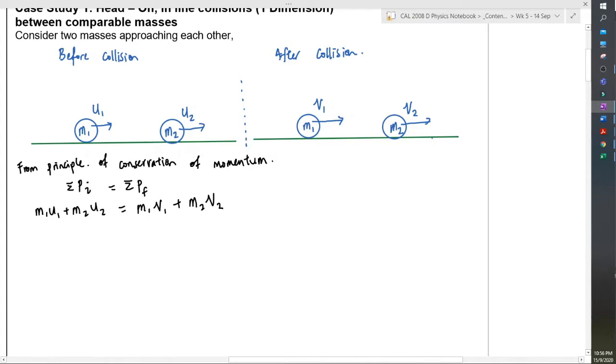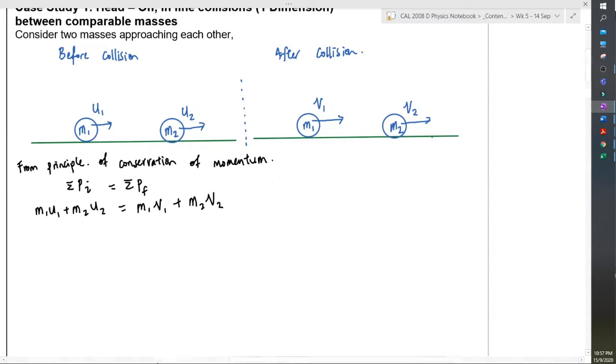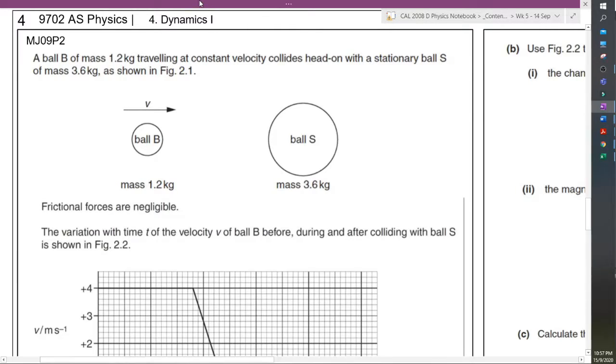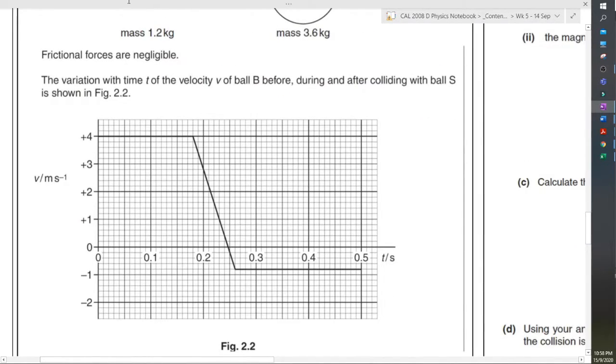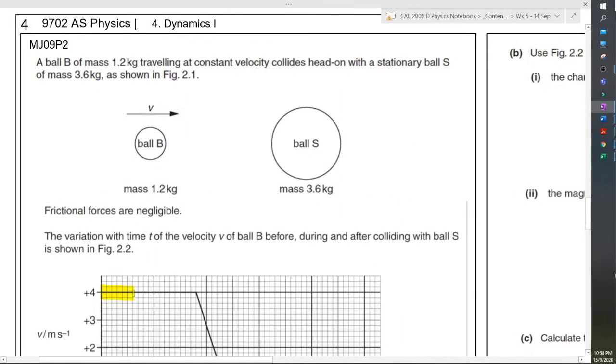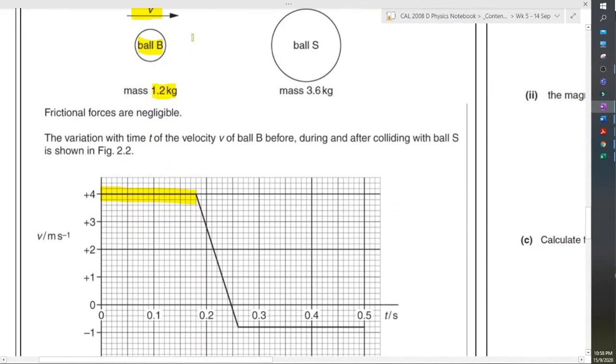Well, let us look at an example before we proceed, and I will later also apply another law here. So this is on page 4. I have ball B of mass 1.2 kilograms traveling at constant velocity, colliding head-on with a stationary ball S. So it's going to hit S, and you can see the velocity will change after. Okay, sorry about that. Don't know why it rebounded. The velocity of ball B will change after it hits ball S.